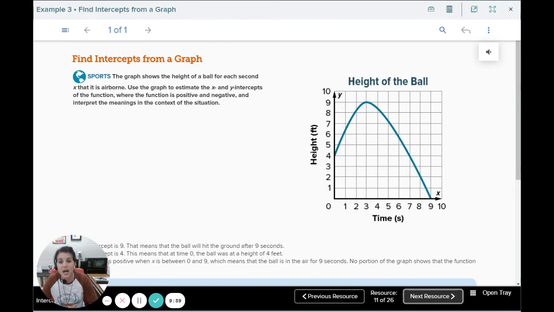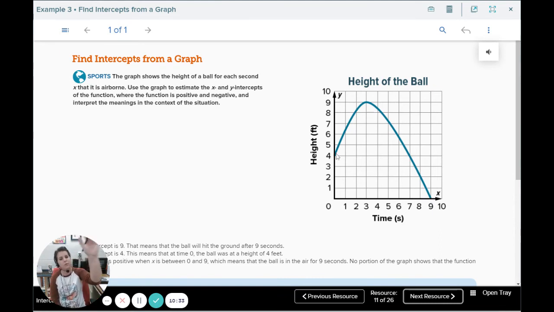The graph shows the height of a ball for each second x that it is airborne. Use the graph to estimate the x and y intercepts of the function. So we can automatically see the y-intercept is right here at 4. So the height of the ball is my y-intercept. The height of the ball is 4 feet. And my x-intercept is at 9 seconds. So let's think about what this means.